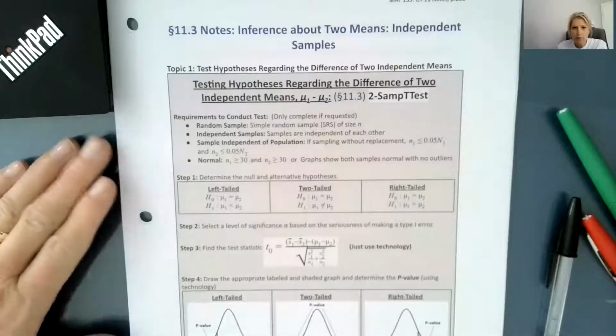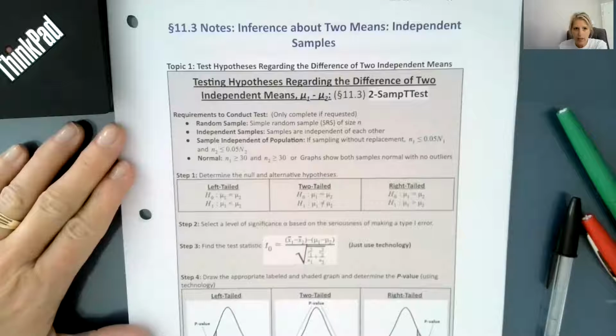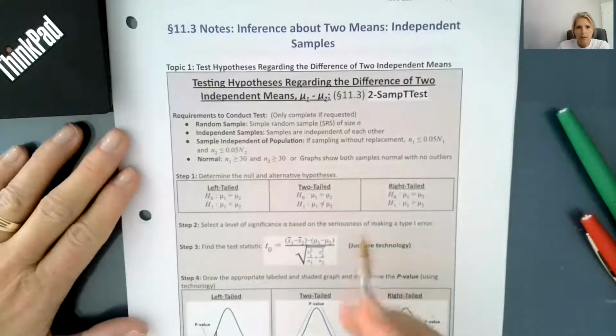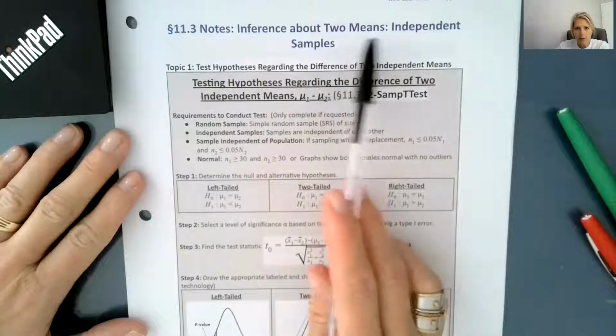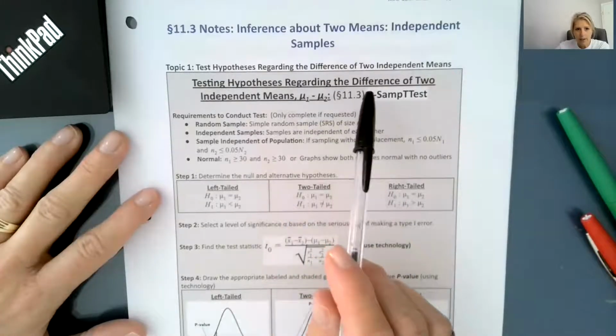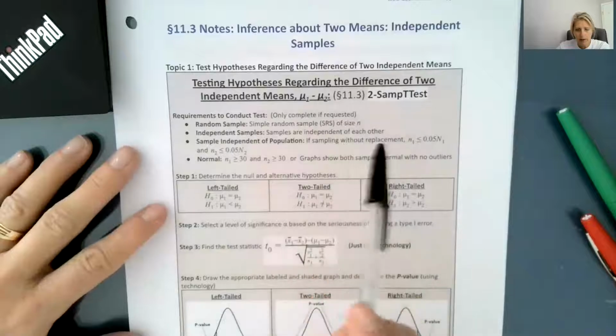Hello, good afternoon. We are going to work on 11.3. It's our last lesson for chapter 11, comparing two samples. Today, we're going to talk about inferencing about two means, independent samples. So it's quantitative data, but they're two separate independent samples.